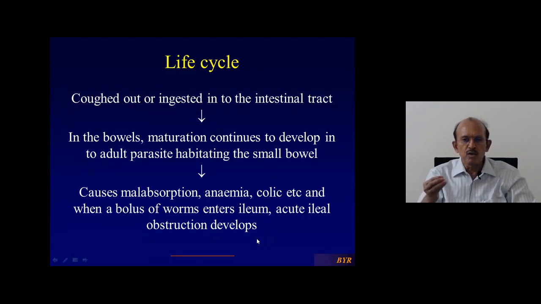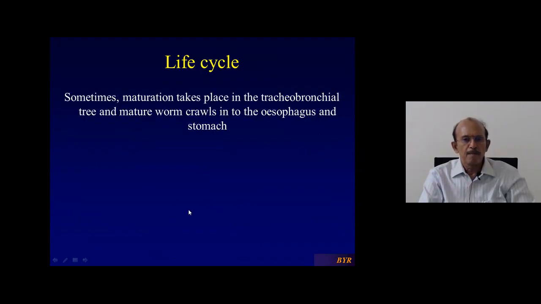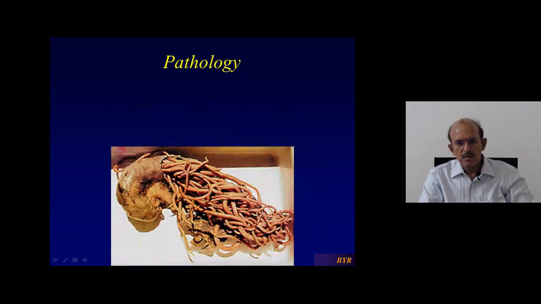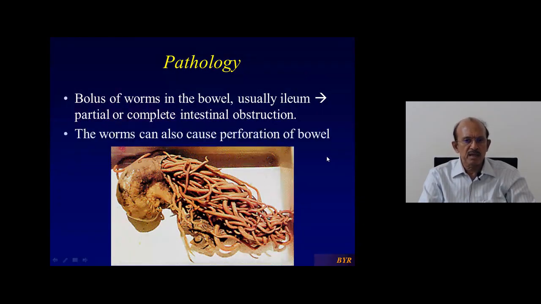That is when one, two, three or four worms are there here and there in the intestine. But sometimes what will happen, a bunch of worms will be there in one part of the ileum, causing the blockage. You can see here, sometimes a bunch of worms will be clogging the intestines. So a bolus of worms in the bowel, usually the ileum, causes partial or complete intestinal obstruction. The worms can also cause perforation of the bowel.